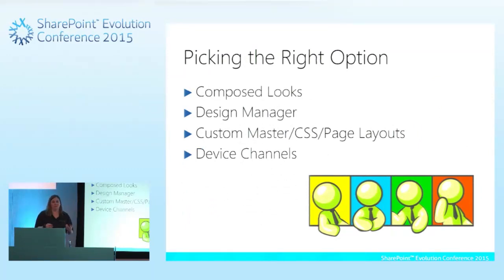We have lots of options when it comes to how do we customize things in SharePoint, and that doesn't limit us either when we move to Office 365. We have several different things. We have composed looks, which are SharePoint 2013 and Office 365's version of a theme. You know, Microsoft likes to change the name of their tools every product release. So composed looks is themes that we were used to in 2007 and 2010. Then we have the custom master page, custom CSS, custom page layout options, so basically our custom everything.